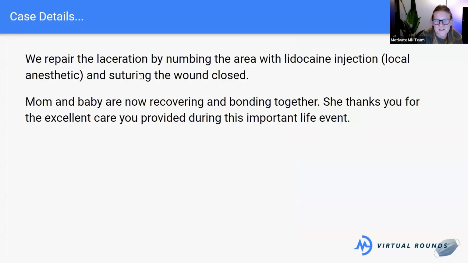So for this patient, she was 2nd degree. So we repair the laceration by numbing the area with lidocaine. Like I said before, it's a local anesthetic, and then suture the wound closed. Mom and baby are now recovering and bonding together, and she thanks you for the excellent care you provided during this important life event. So yay, happy ending.